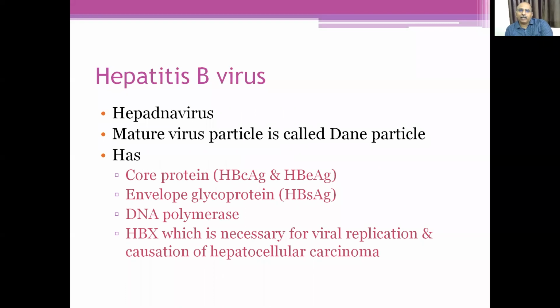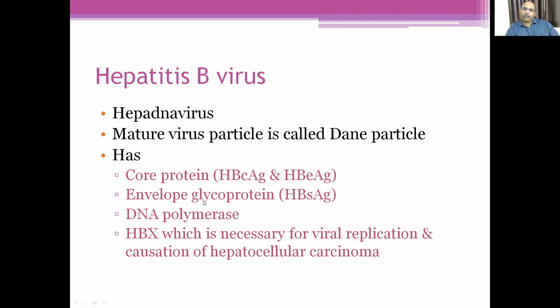This is a hepadnavirus, and the mature virus particle is called the Dane particle. It has a core protein, so we have the hepatitis B core antigen and the hepatitis B envelope antigen: HBcAg and HBeAg. Okay, HBc is not hepatitis C. It is hepatitis B core antigen. HB is there.